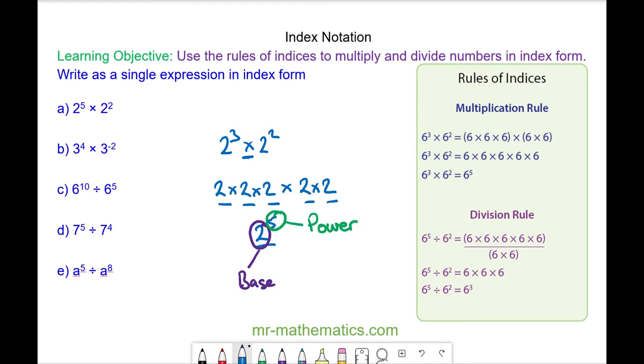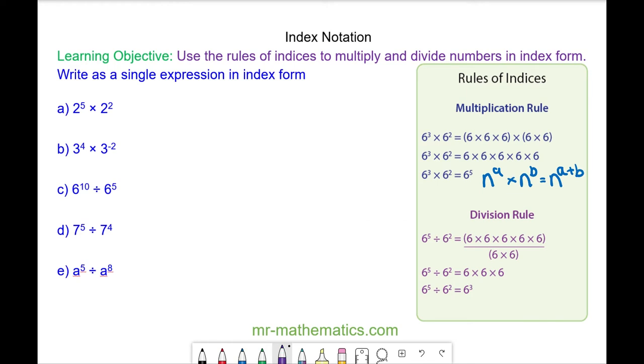So when the bases are the same, which they are here because they are all 2, we simply add the two powers together. 3 add 2 will make 5. We can write this as a formula. When we have a base of n to the power of a multiplied by the same base n to the power of b, our formula is n to the power of a plus b.